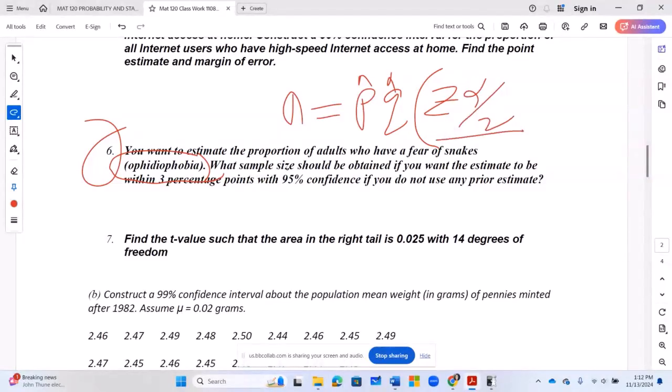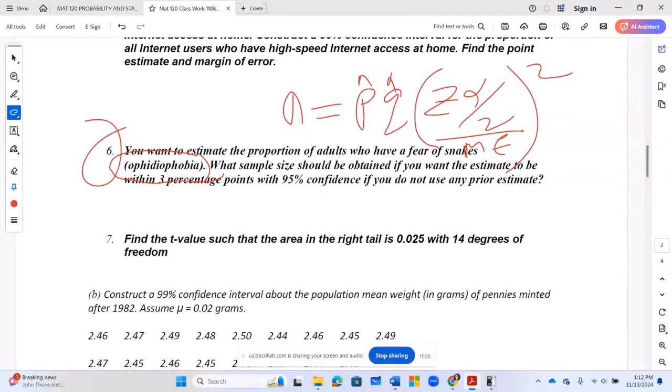Critical value, two-tailed, over margin of error, all squared. So this is the calculation of sample size for a proportion. Okay, now I have to read the question and find out what I'm given. You want to estimate the proportion of adults who have a fear of snakes.